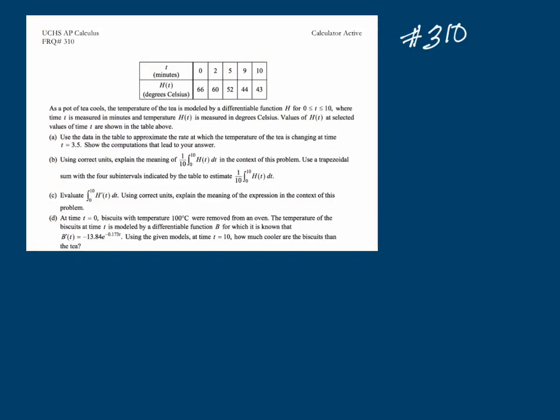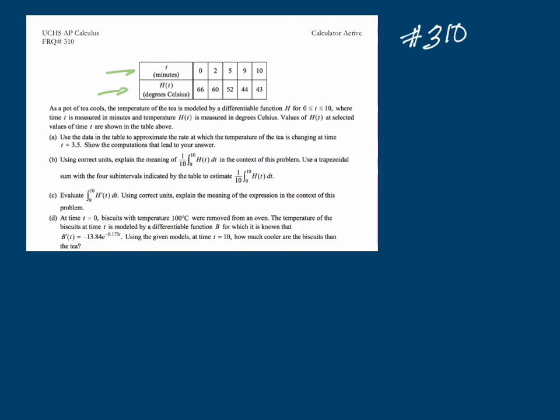So you've already taken a look at this FRQ, and you should have noticed a couple of things, that we have the time in minutes and the temperature in degrees Celsius, and so we don't have a rate here. This is just going to be the temperature at any time t, so we have some raw data. So it says 0 to 10 minutes, and the values of h of t are just shown in the table.